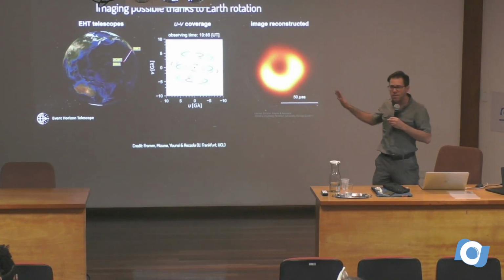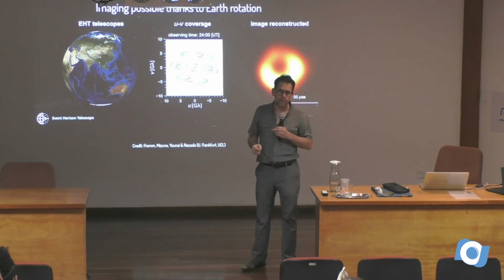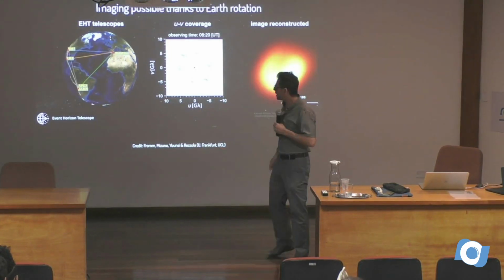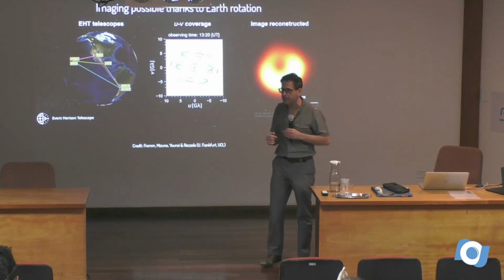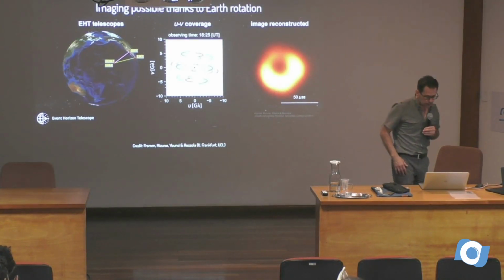So this means that we can get an image only after a semi-rotation of the Earth, which means we have to observe for one night, an entire night. We can't have snapshot images with this technique, unfortunately, because it will be very important. But we have to wait for the whole night to synthesize our telescope.